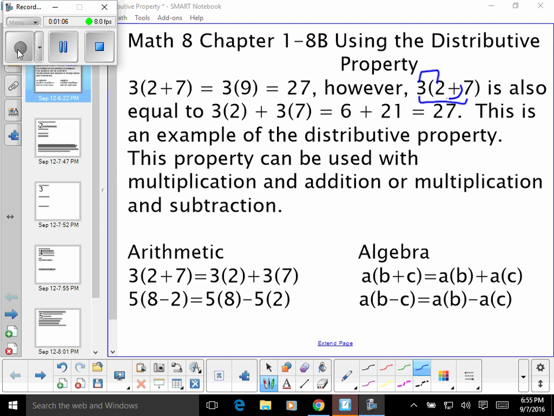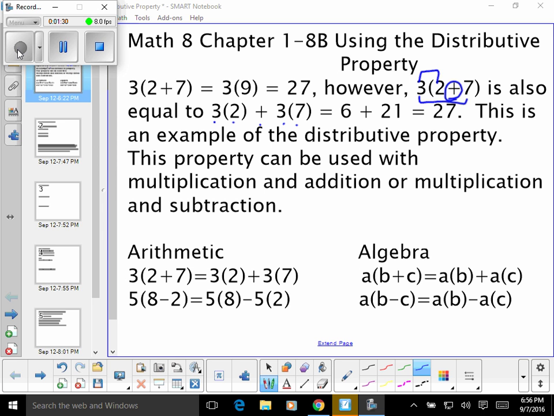Notice that we keep the addition sign. So 3 times 2 plus 3 times 7. Now if we're going to simplify this, 3 times 2 is 6, plus 3 times 7, which is 21, and then we can add to get 27. This is an example of really using this distributive property.